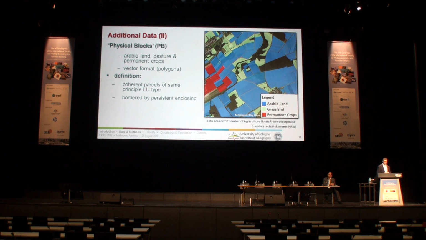The definition of a physical block is that coherent parcels of the same principal land use type, like arable land or like pasture, are put together, and they are bordered by a persistent enclosing, like the road network or a river, or are bordered by forests. So it's not single parcels, but it covers for Germany the entire agricultural area, and it should also be available in maybe a little different form for the whole European Union. And the great thing about it is that it's annually updated.